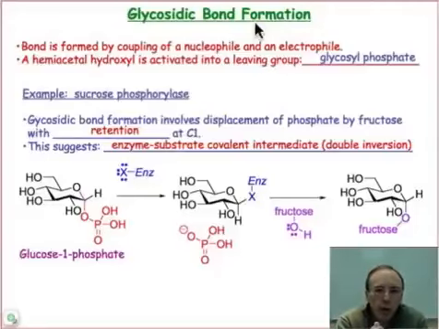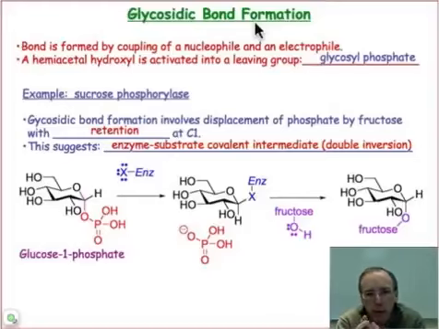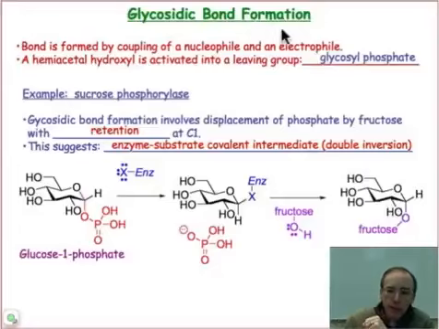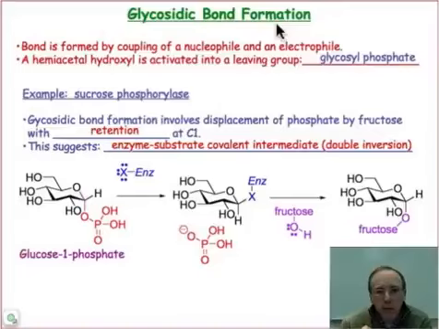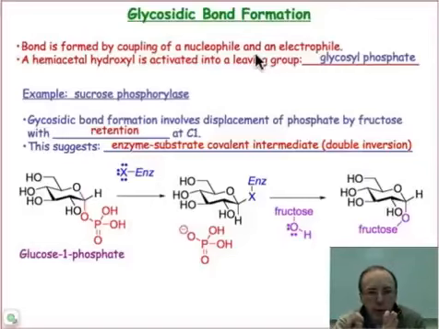We're going to end our discussion of carbohydrate chemistry with a very brief look at glycosidic bond formation. Remember, glycosidic bonds are the key bonds involved in disaccharides, oligosaccharides, and polysaccharides that we've been discussing. Glycosidic bond formation is an enzyme catalyzed process. And remember, it's in a coupling reaction that brings together two sugars.